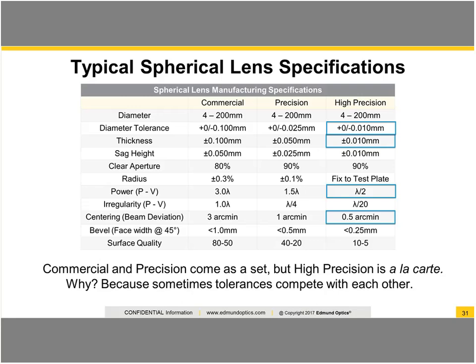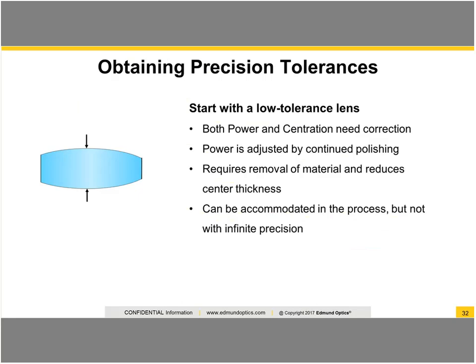And so I'll walk you through an example of that to hopefully make it a little more clear why that is. So let's start with a low tolerance lens that's going to have some amount of power or irregularity error and a centration error, and those need correction.